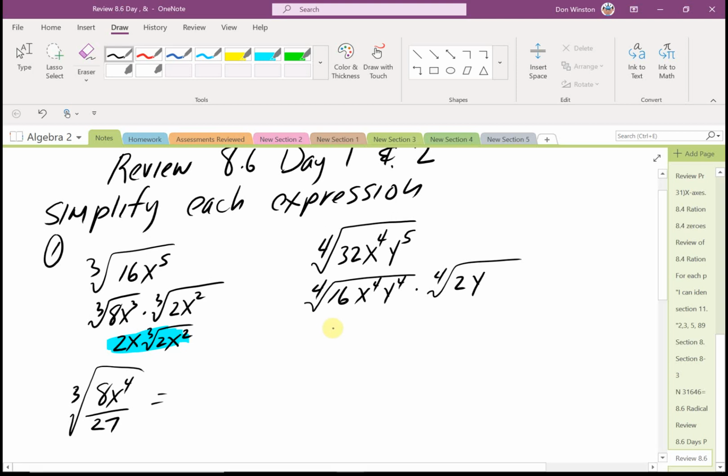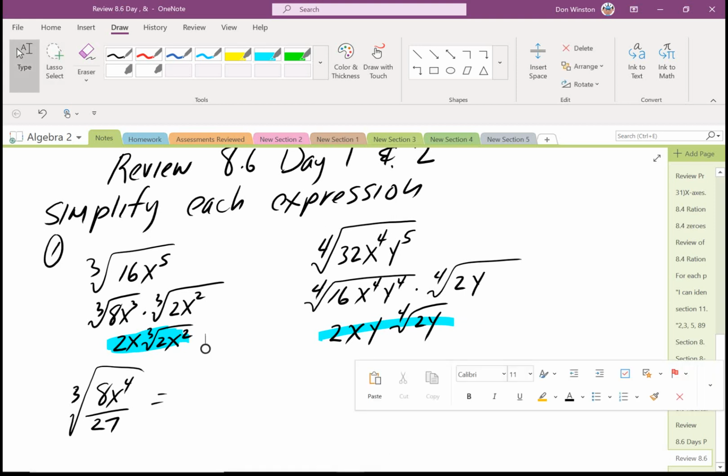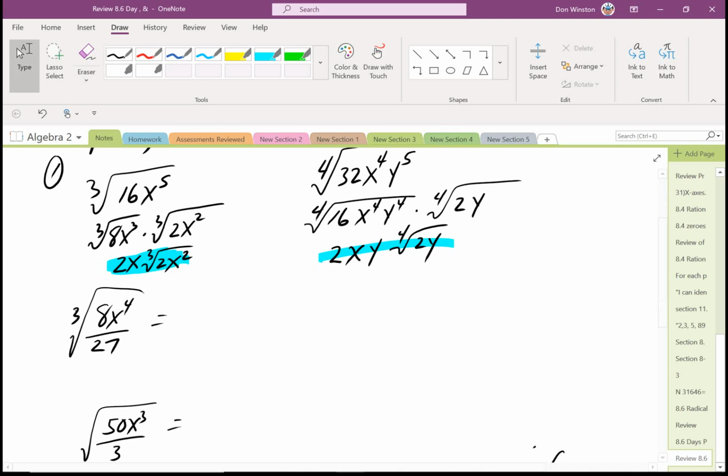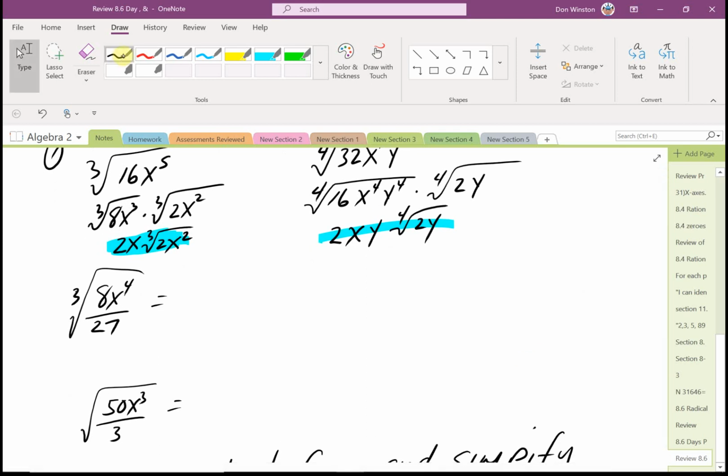The fourth root of 16 is 2. And then 4 divided by 4 is x to the 1st and y to the 1st. And then times the fourth root of 2y. And that's the answer there. So that was simplifying radicals. And in here we'll simplify radicals that involve division.